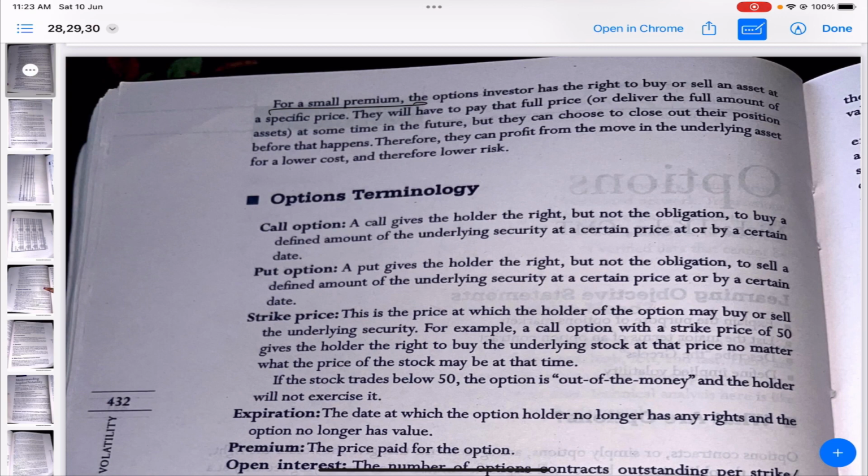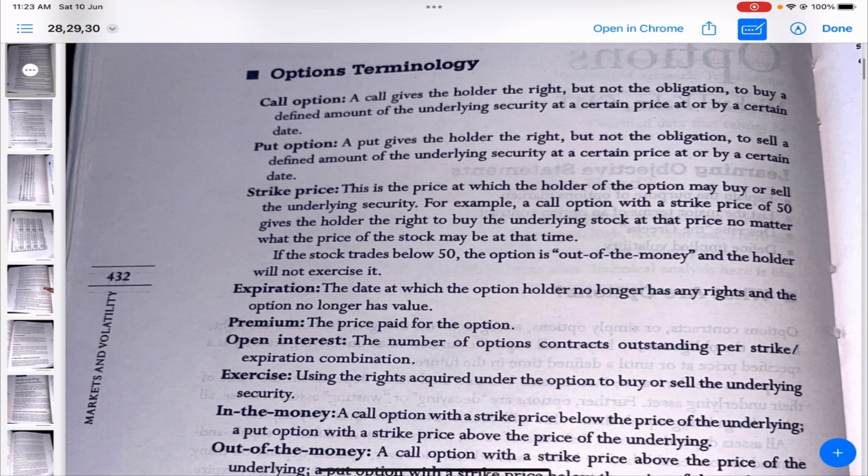They will have to pay the full price or deliver the full amount of assets at some point in the future, but they can choose to close out their position before that happens. So usually, people buy options not for delivery purposes but to gain profit over it. Okay, now let's come to the options terminology.